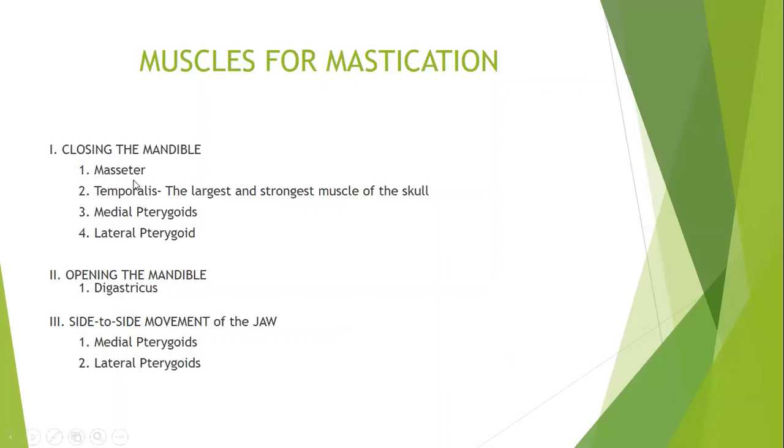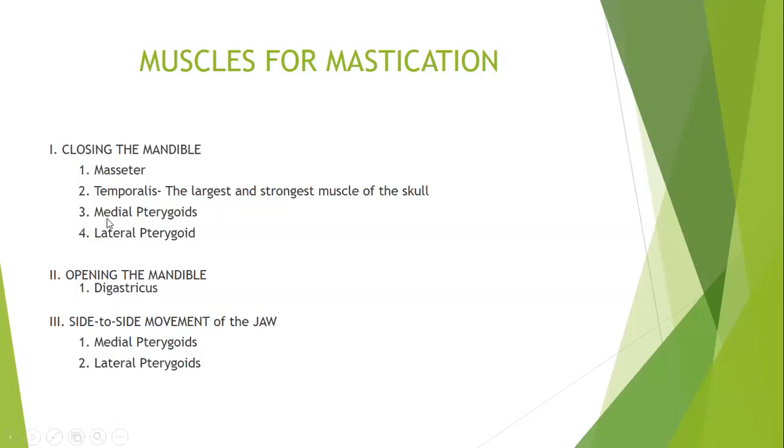The masseter is one of them. It is located on the masseteric fossa of your mandible. The temporalis muscle happens to be the largest and strongest muscle of the skull. It originates on most of the bones of the cranium, including the parietal, and some parts of it are attached to the occipital bone.